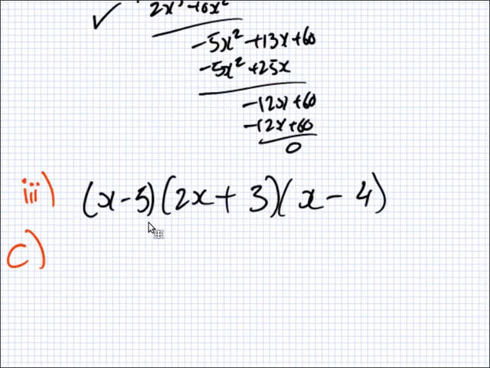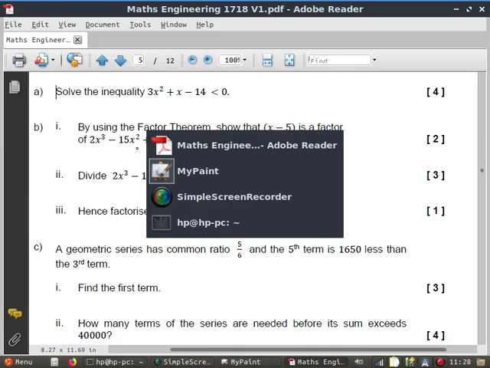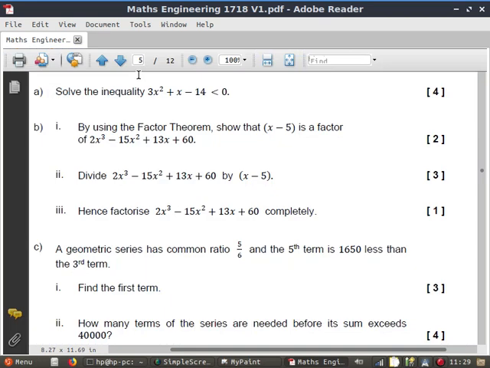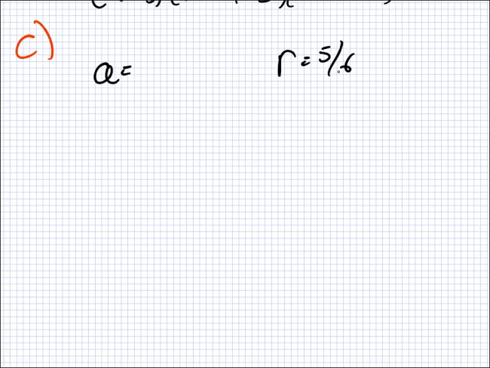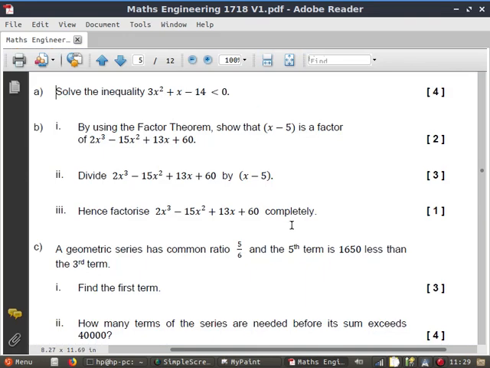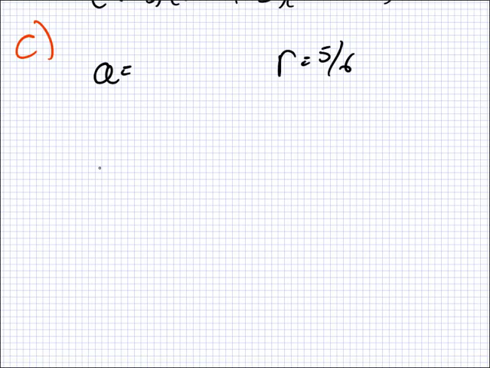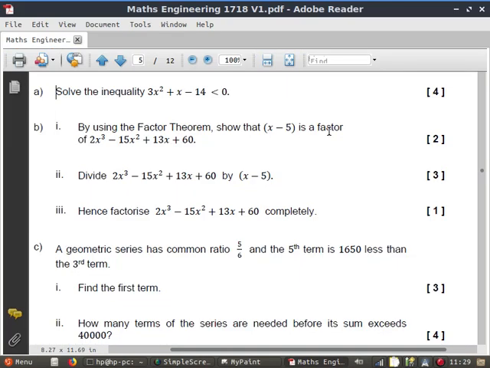C. A equals, we don't know. We know that r equals 5 over 6. And what do we know? We know that the 5th term is 1,650 less than the 3rd term. So the 5th term is the 3rd term minus 1650. You use u, but it doesn't matter, just letters, not important.